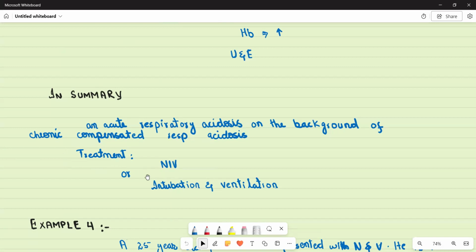What are we going to do for this patient? We are going to intubate and ventilate this patient. Either we are going to do non-invasive ventilation or we are going to intubate and ventilate. We are going to increase his minute ventilation, so he will be able to exhale more and more CO2, and this will probably help bring his pH level back to normal.